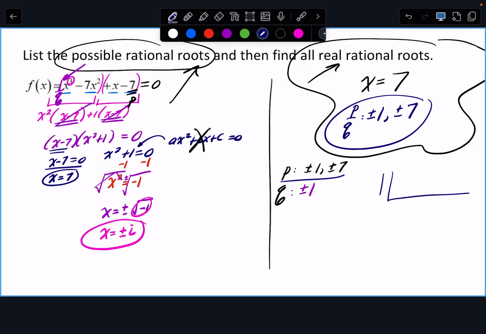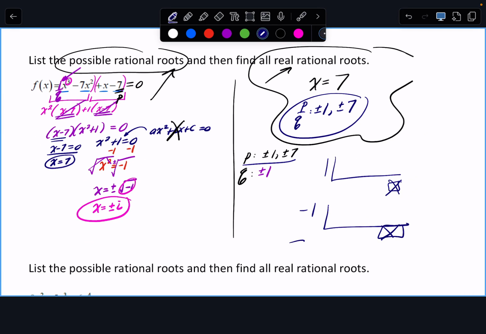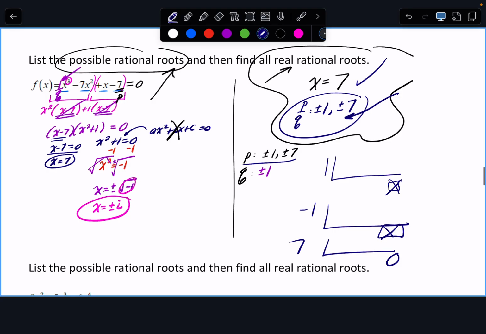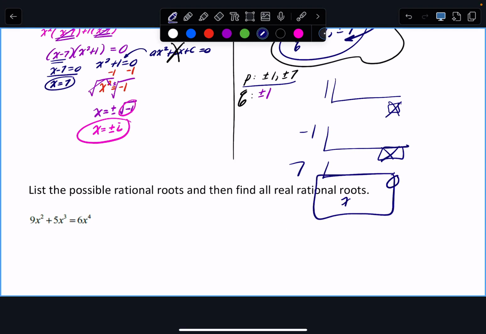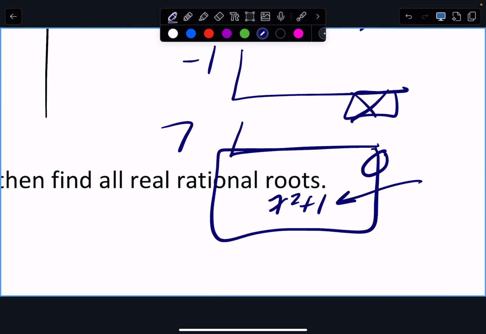We tried positive 1, and we got a remainder of not 0. We tried negative 1, we got a remainder of not 0. We got to 7, because we were doing our possibilities, we were testing them, and we got a remainder of 0. Do you guys see what I'm saying? Yes? We then said, okay, so 7. We then wrote down our new polynomial, which was x squared plus 1, which is where ours came in right here. And then we just solved that. So it works out to get the same answer. It's just how do you want to get there?